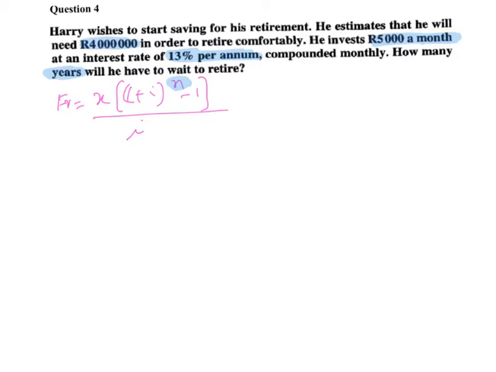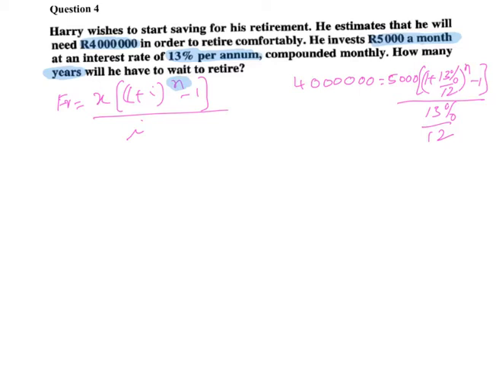Therefore, I can substitute straight away if I want to. That is 4 million rands, 4 times 10 to the power of 6. So 4 million rands is supposed to be 5,000 times 1 plus 13% by 12, to the power of n, minus 1, divided by 13% by 12. But the question now is to calculate the value of n. So I have to make n the subject of the formula.